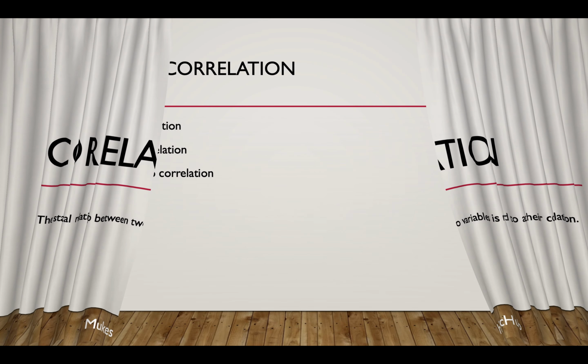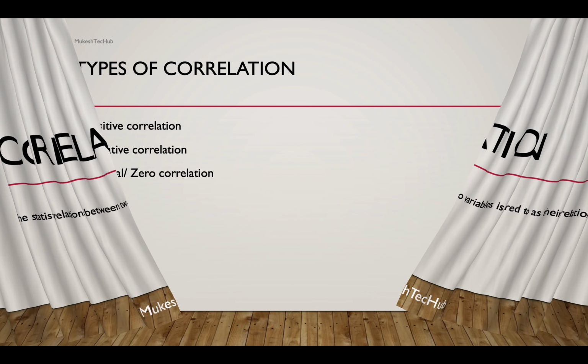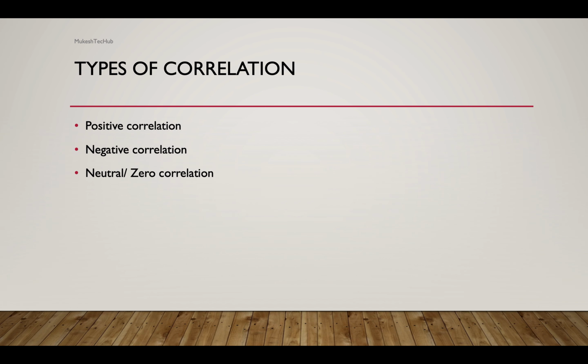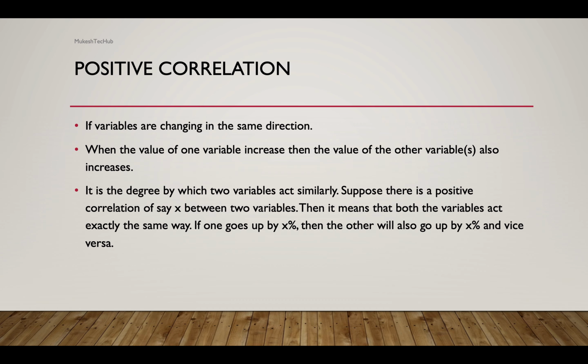Now let's move forward, and here we'll see what the types of correlation are. We have three types of correlation. First is the positive correlation, second is the negative, and third is the neutral, or we can say the zero correlation. Now let's move forward and see what positive correlation is. Positive correlation happens if variables are moving in the same direction, or any change within the variable is happening in the same direction. This is the symptom of positive correlation.